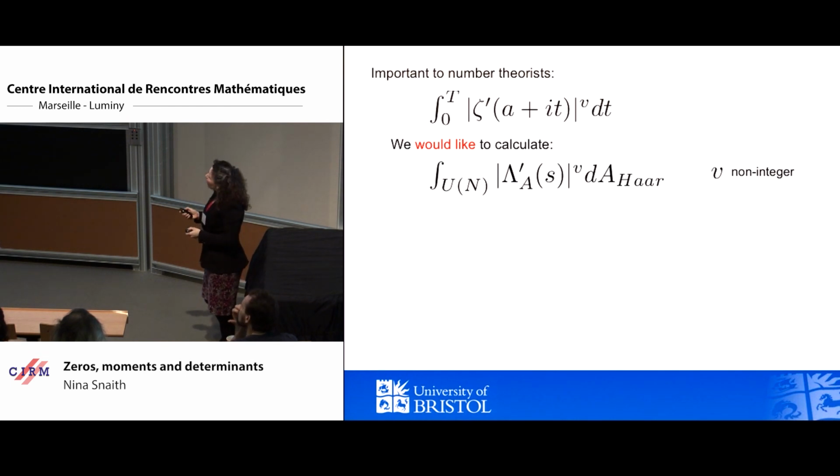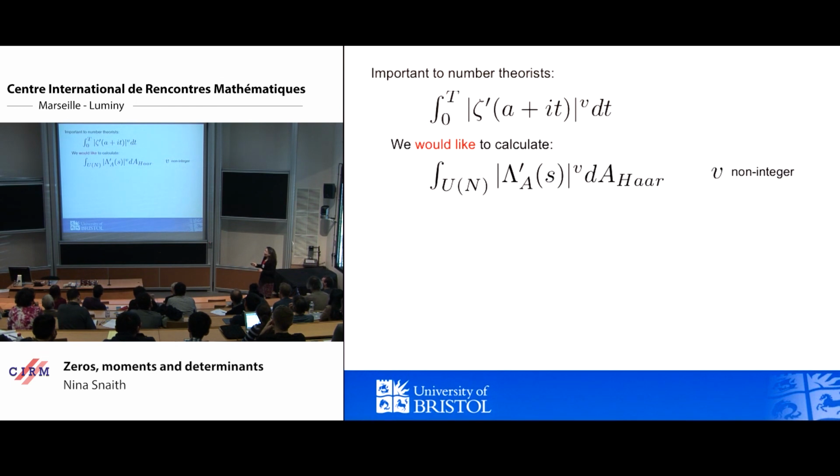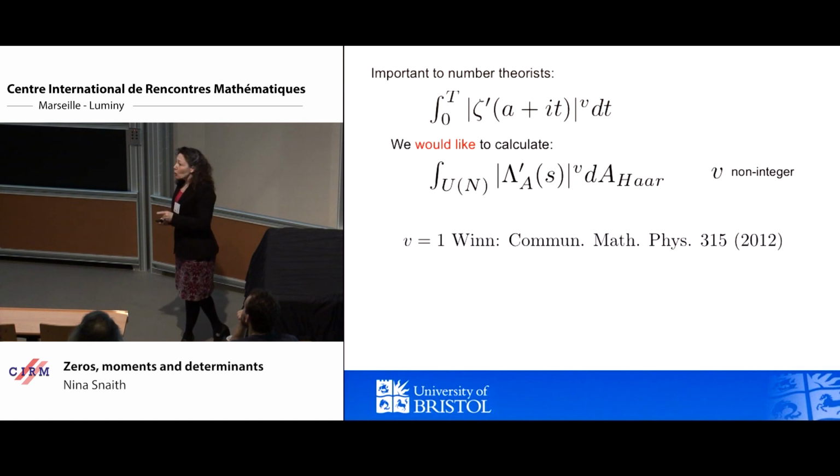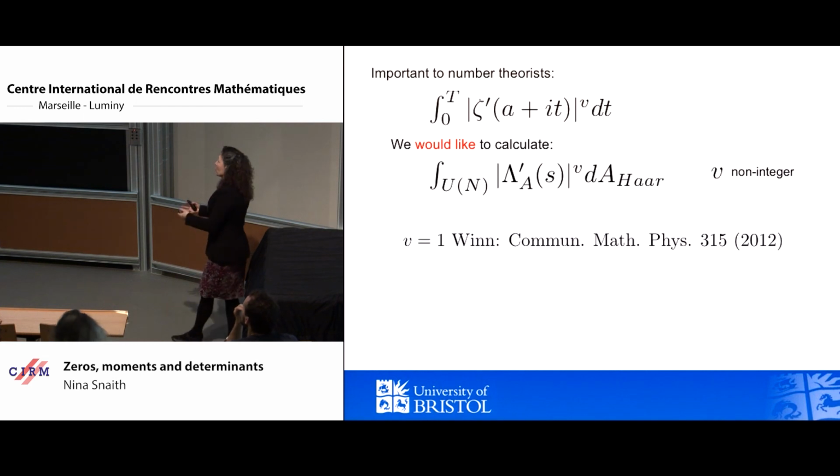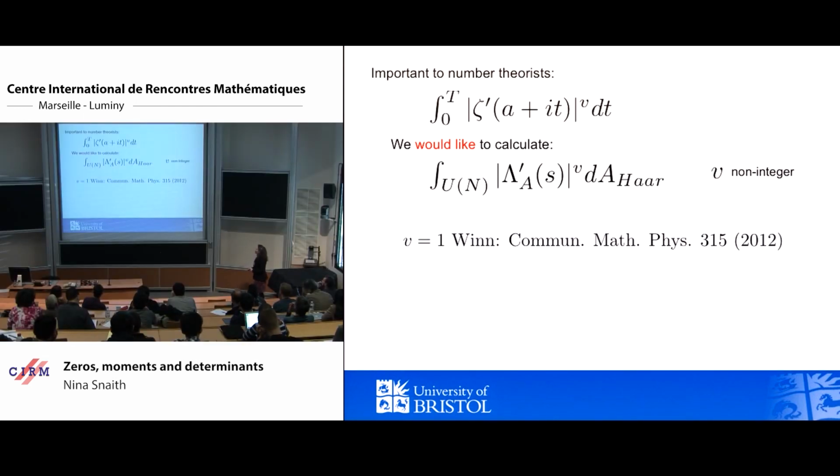The only result in this line that anyone has, trying to get a non-integer v, is this one. This is Brian Winn, and he got v equals 1. Now you may think that v equals 1 doesn't look a lot like a non-integer, but in fact the only time when these calculations are even tractable is when it's an even integer in the exponent. So Brian even getting 1 is a non-trivial approach to v being non-integer. But that's the best that anyone can do at the moment. But it's what we're trying to do, so it's what motivates our calculations.